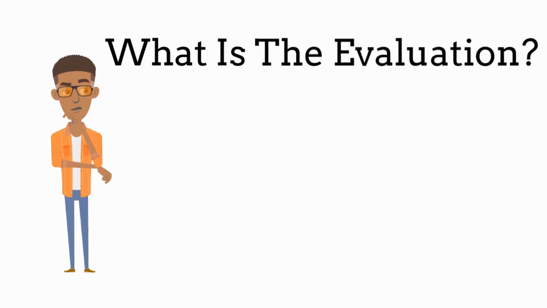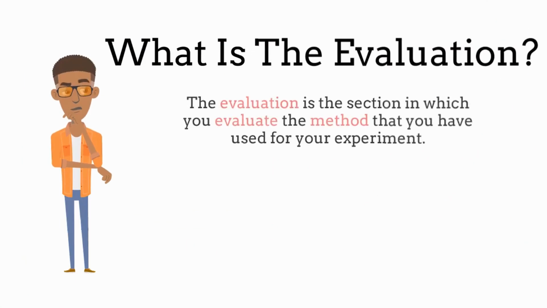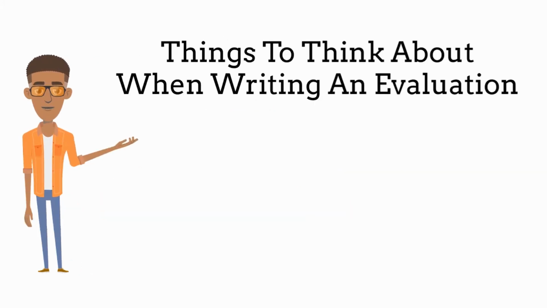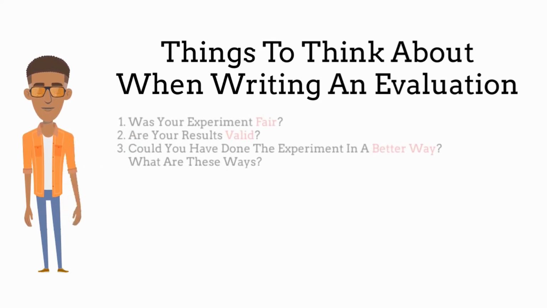Evaluation. The evaluation is a section in which you evaluate the method that you have used for your experiment. You write down the main weaknesses of your method, how it manipulated your data, and how this could have improved for next time. Here are a few things to think about when writing your evaluation. Was your experiment fair? Are the results valid? Could you have done the experiment in a better way?